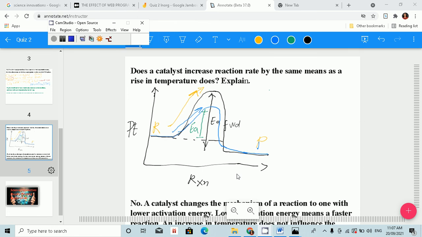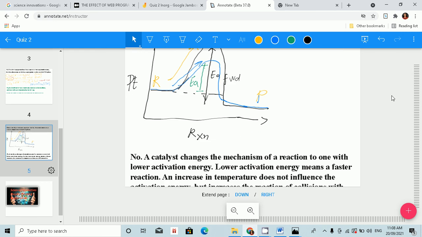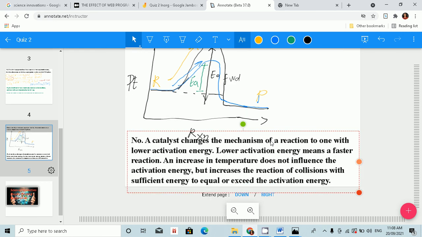Therefore, to answer this question, does a catalyst increase reaction rate by the same means as a rise in temperature does? Okay, to answer that one, no. A catalyst changes the mechanism of a reaction to one with lower activation energy. So it only changes the activation energy, and lower activation energy means a faster reaction.